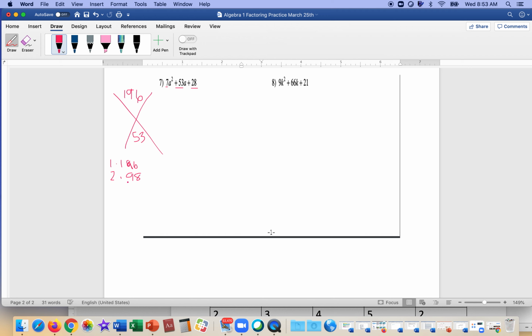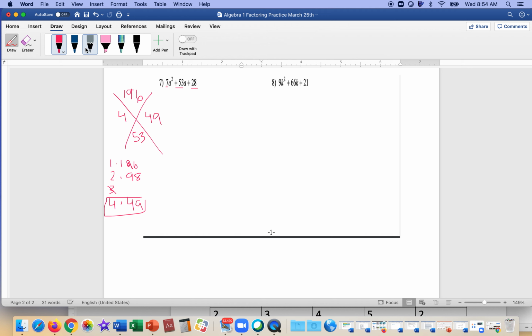Then if I take 196 and I divide it by 3, there's a decimal, so it can't be that. If I take 196 and divide it by 4, I get 4 and 49. Oh, it's got to be those combos because they multiply to 196 and add to 53. 4 and 49.